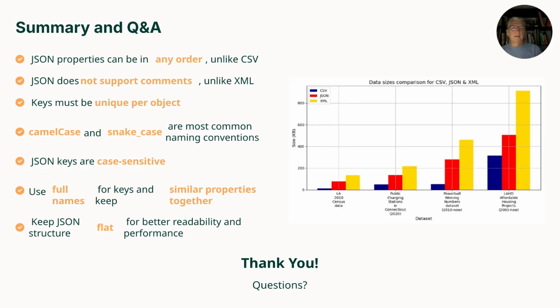The naming convention: camelCase and snake_case are the most common naming styles for JSON. There's a couple other ones, but these are the most common. And JSON keys are case sensitive. Again, that's important to remember if you're using camelCase. JSON keys are case sensitive, and JSON values are case sensitive as well.